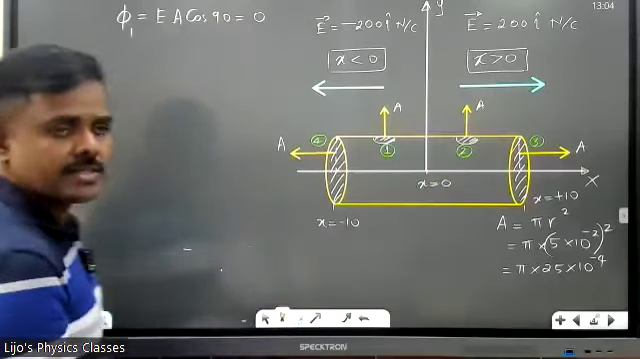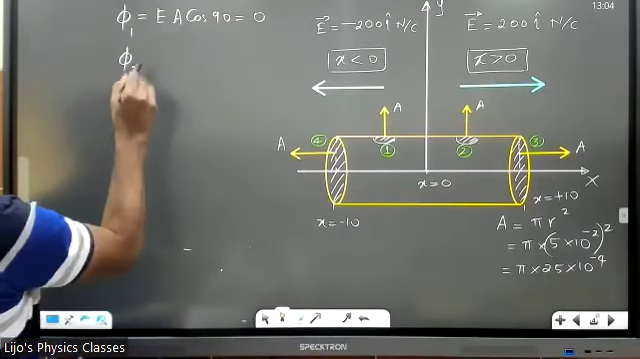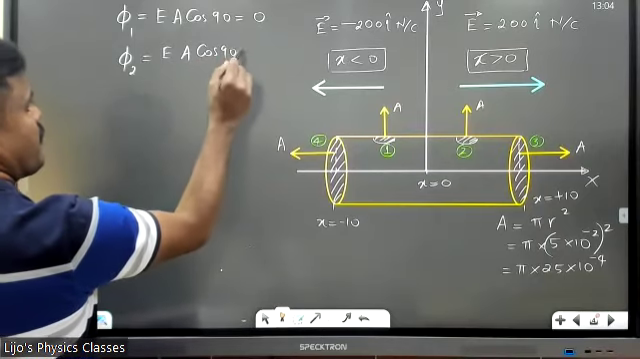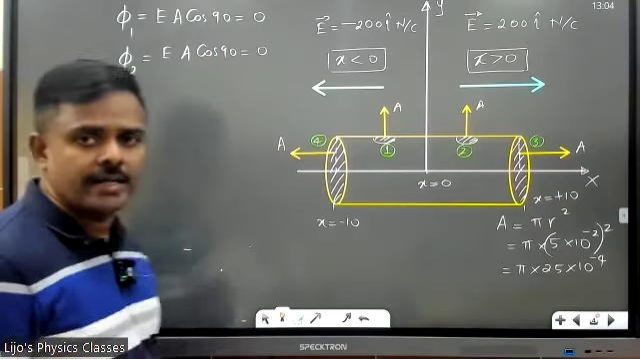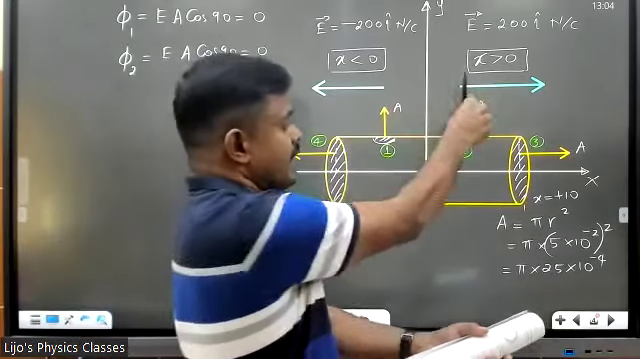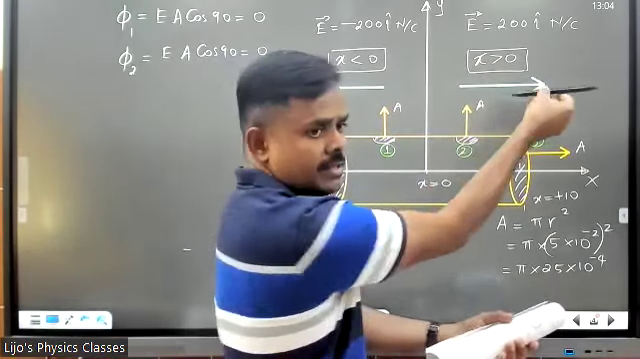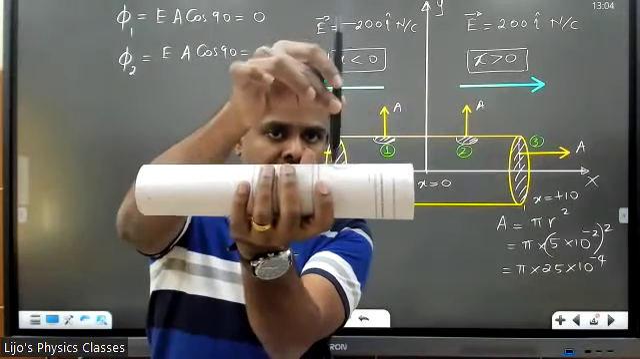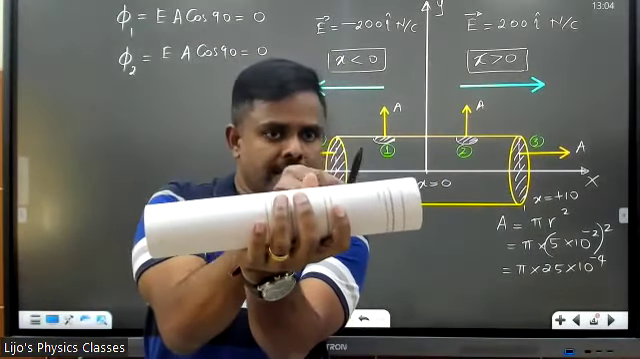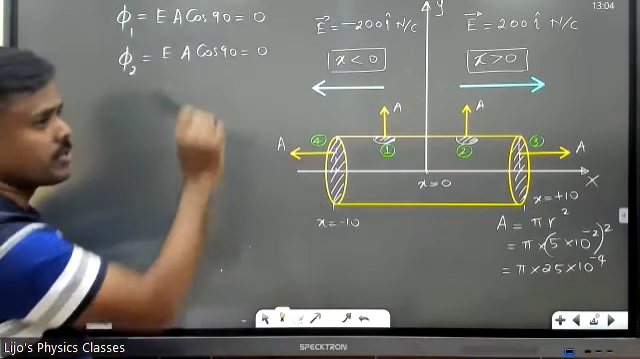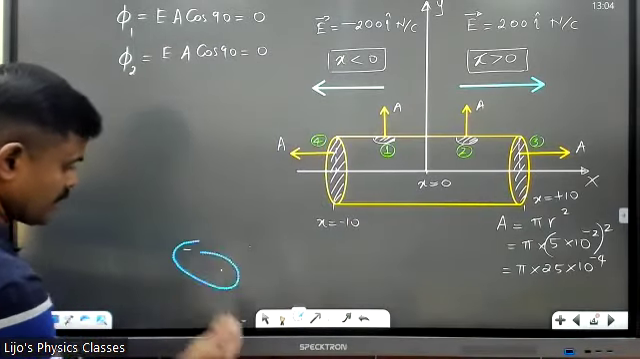What about the second surface? Same thing will repeat. E into A into cos of 90, that is 0. Why? Because look at the right surface. Area vector is upward. Electric field is to the right. Angle is 90 degrees, right? So flux will be 0 there as well. EA cos 90.